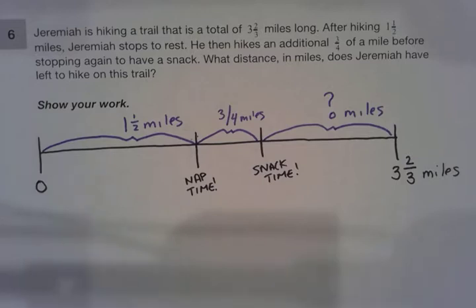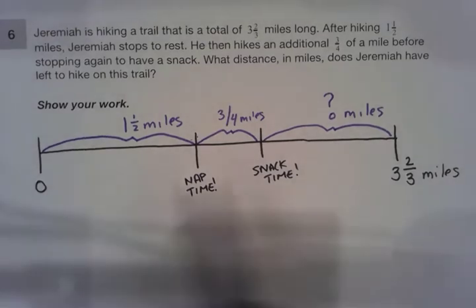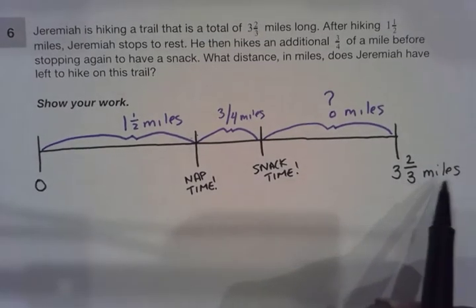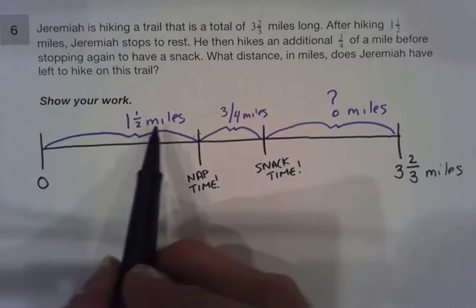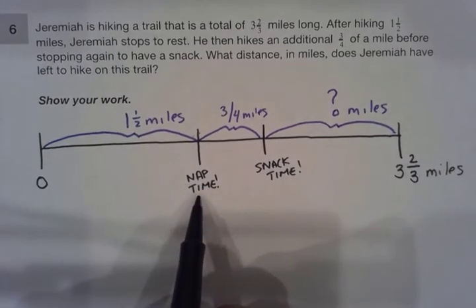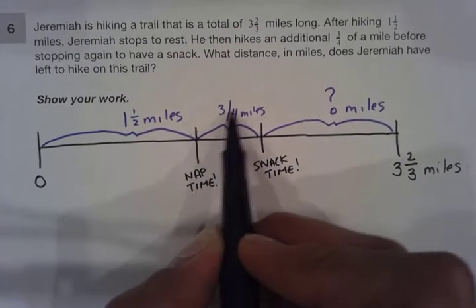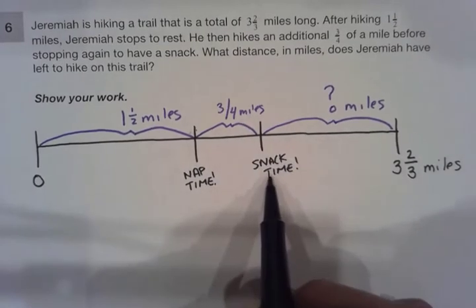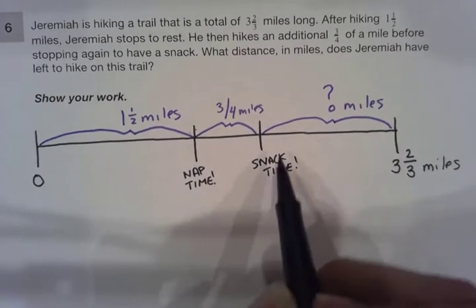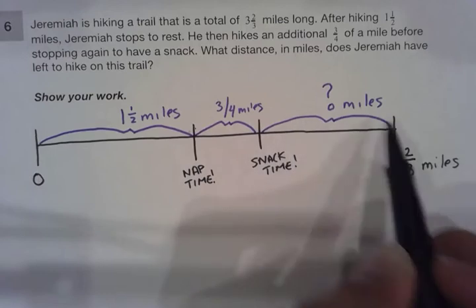So I've already created a visual that represents our goal and our key numbers. So we have a trail that is 3 2/3 miles long. After 1 1/2 miles, Jeremiah stops and has a nap. After 3/4 miles, he stops once again and has a snack. And our goal is to figure out how much he has left.